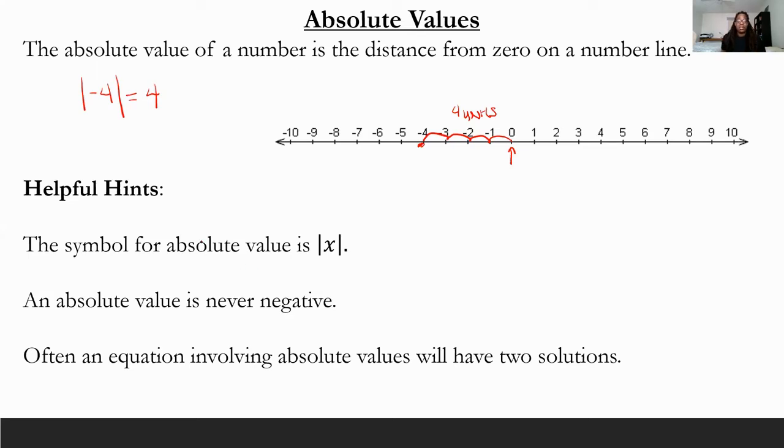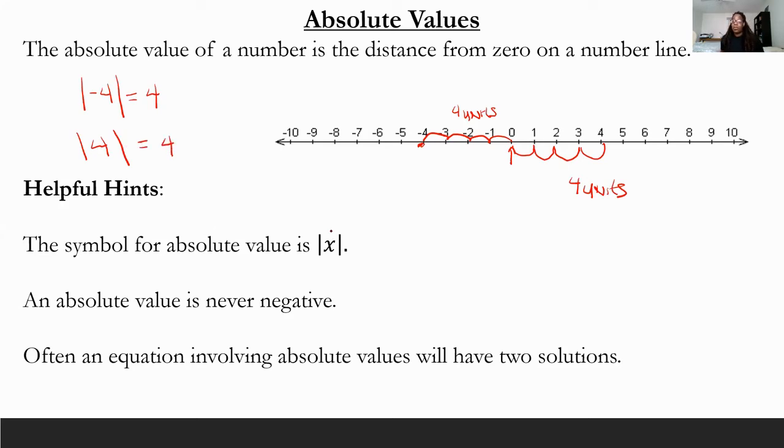So if I wanted to say what the absolute value of 4 is, that means starting here at 0, I'll go 1, 2, 3, 4. Again, that's going to be 4 units, but that's going 4 units in the positive direction. So that's why the absolute value of 4 is going to be 4.